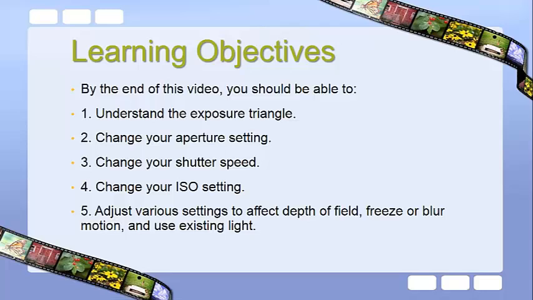Number 1, understand the exposure triangle. Number 2, change your aperture setting. Number 3, change your shutter speed. Number 4, change your ISO setting. And number 5, adjust various settings to affect depth of field, freeze or blur motion, and use existing light.